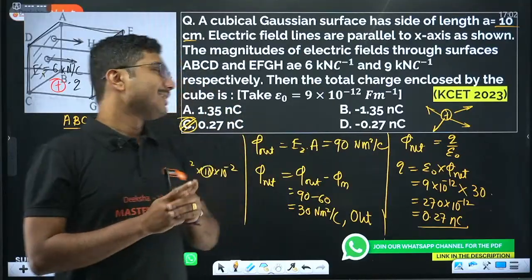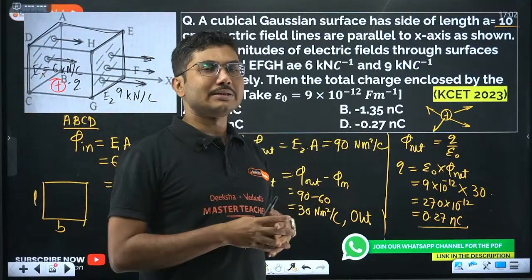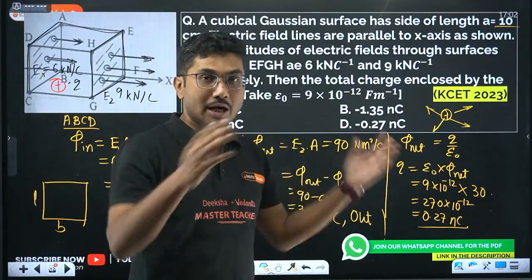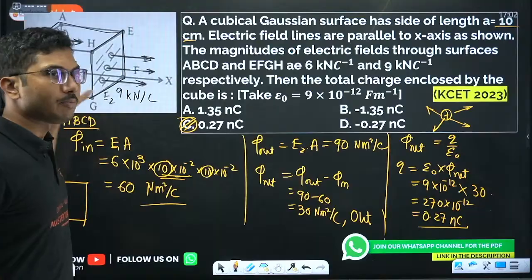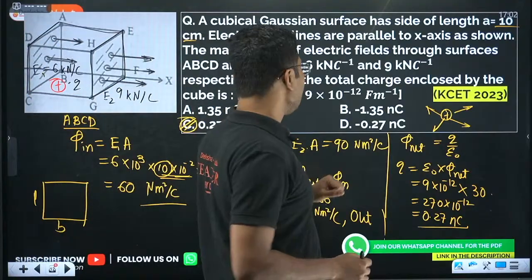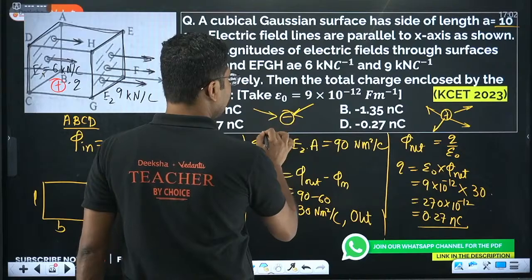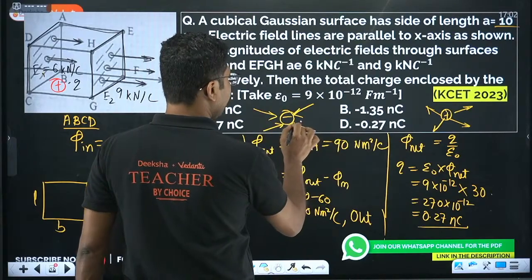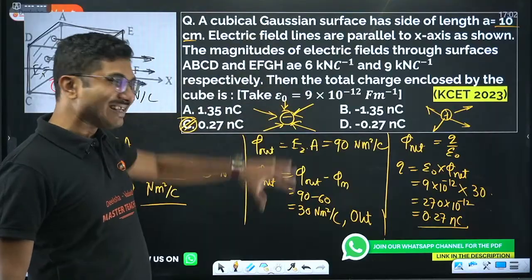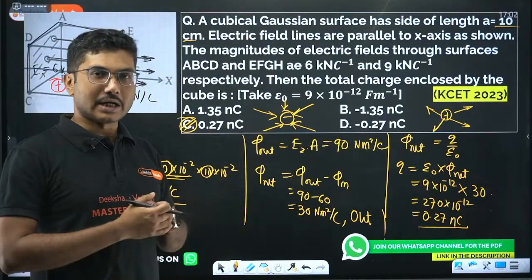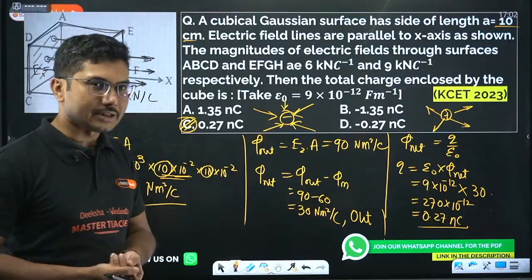First of all you have to understand the net flux here is positive. Net flux positive means that if the net flux going out is positive, the charge inside has to be positive. If the charge is negative, it takes electric field lines, all the electric field lines come inward. So if the net flux coming inside is positive, then we say the charge is negative. But here net flux going out is positive, that's why the charge is positive.